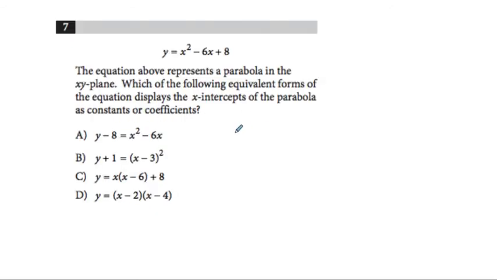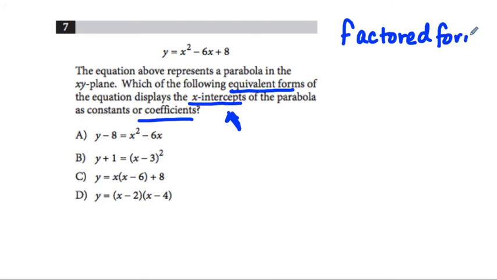All right, let's look at this one. The equation above represents a parabola in the xy plane. So this time they didn't give us a graph. Which of the following equivalent forms, there's that word again, equivalent forms of the equation displays the x-intercepts of the parabola as constants or coefficients? So it's asking me for the x-intercepts, so that means the equivalent form would be factored form. So what would I do? Well, I would factor this.